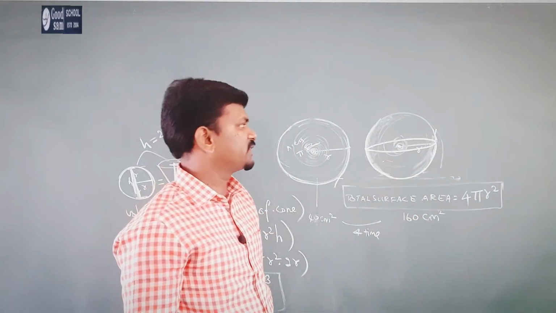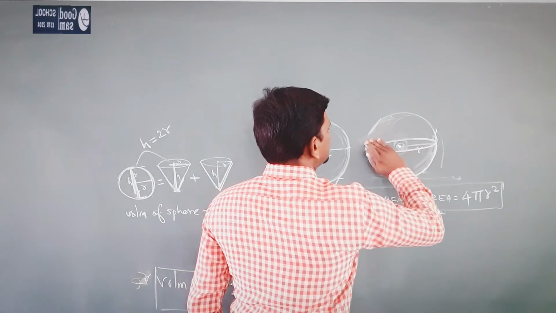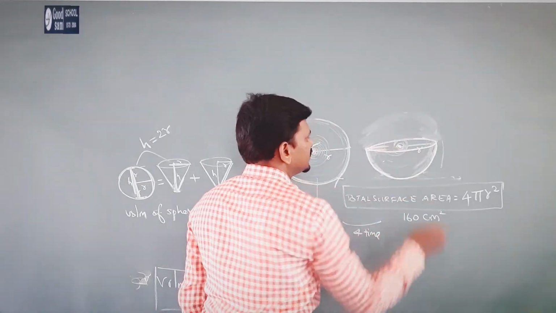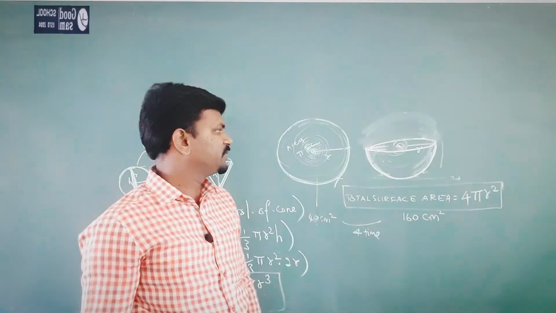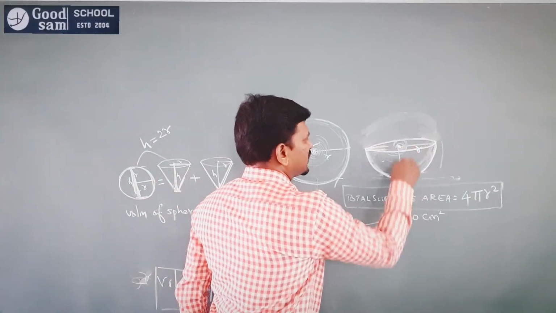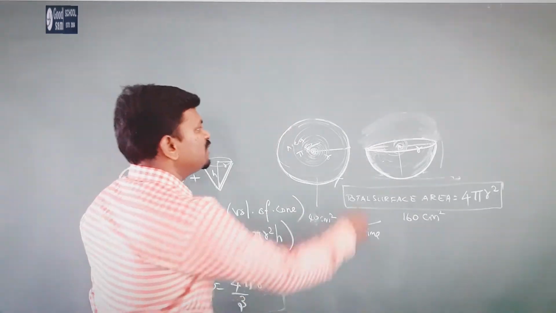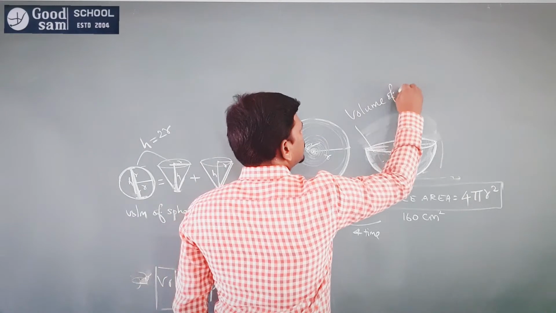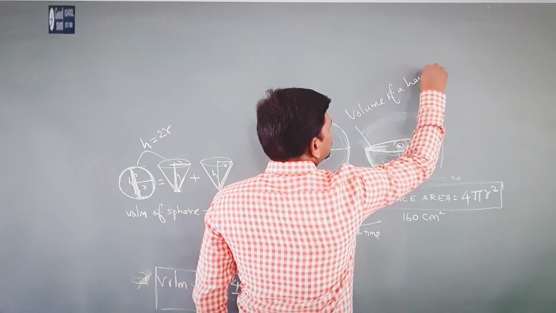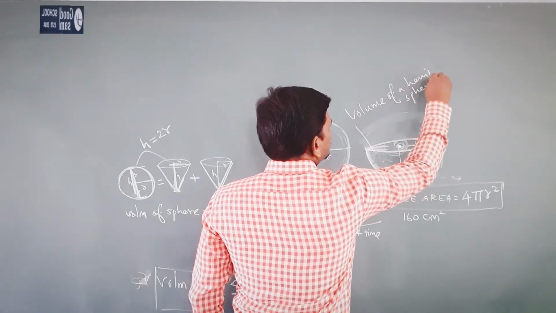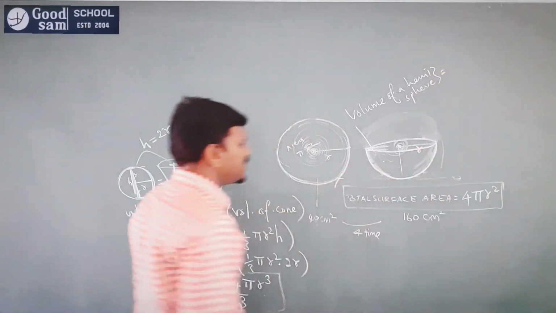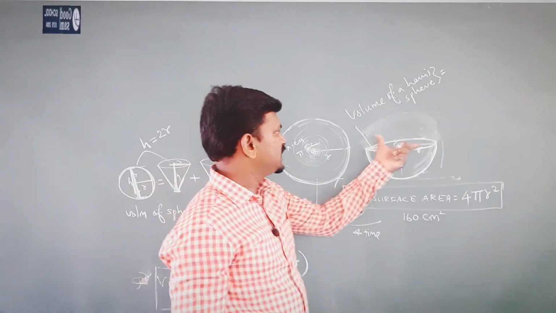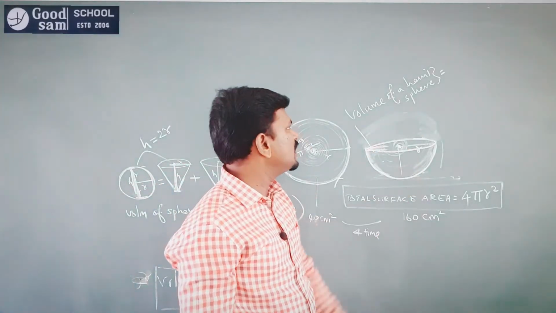This is a hemisphere, with radius r. So how will the volume be? Volume of a hemisphere will be half of the volume of the sphere. So half of the volume of the sphere.